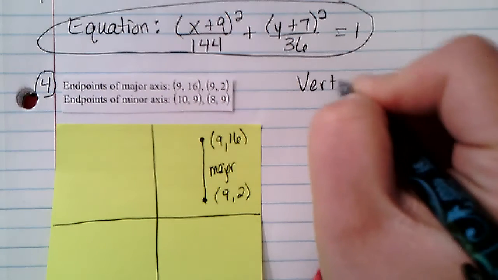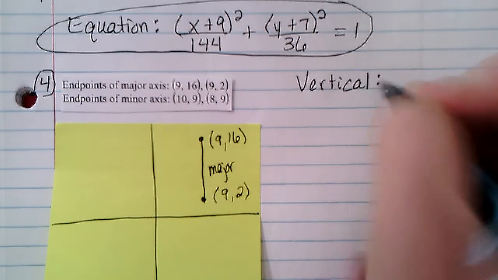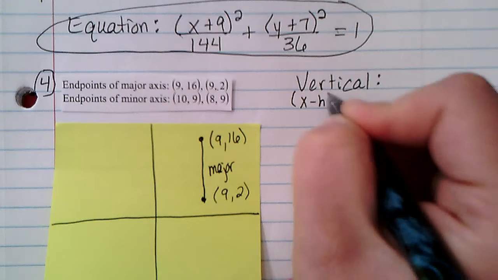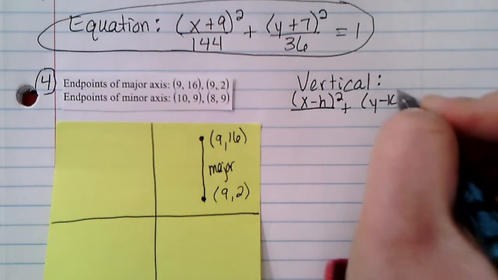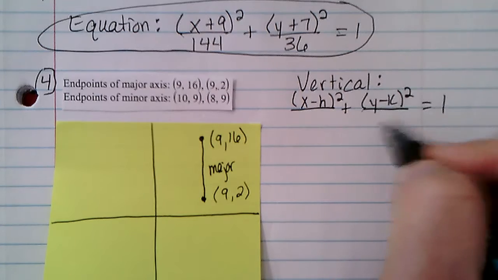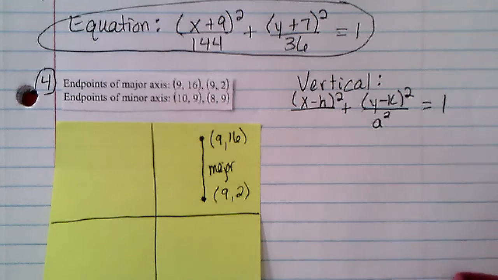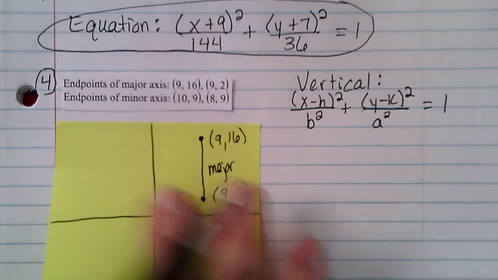So let's go ahead and write that down. You got to know that. So that equation, x minus h squared, y minus k squared. Vertical means the largest value goes with the y because of the y-axis. Shorter value goes with the x. So that's the equation we're using.